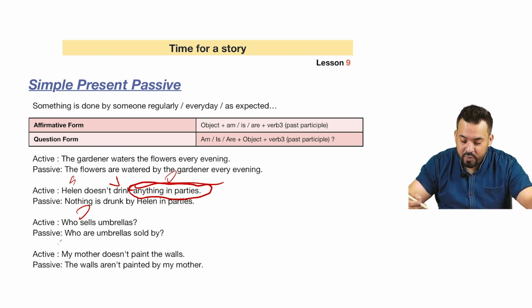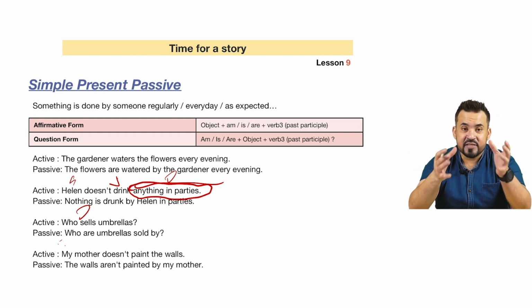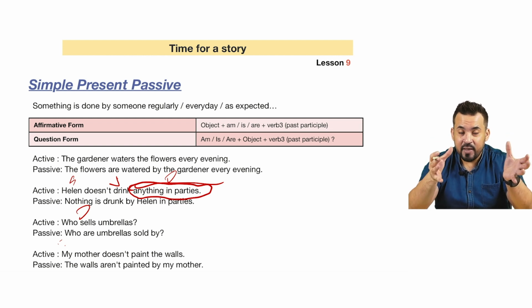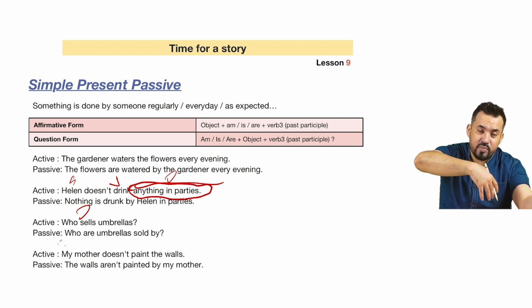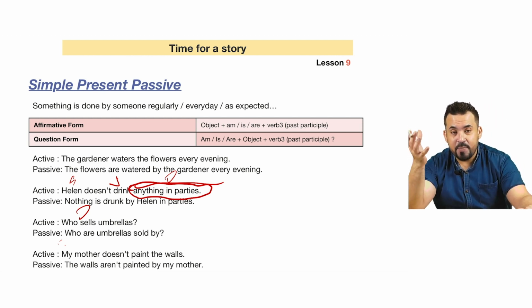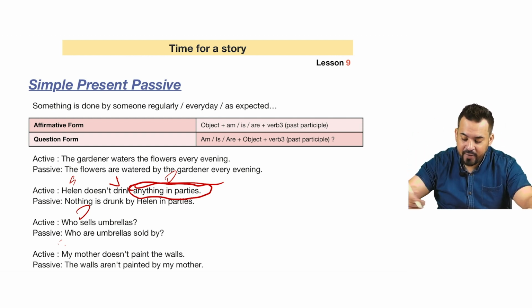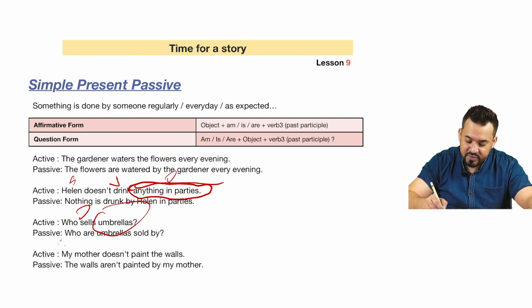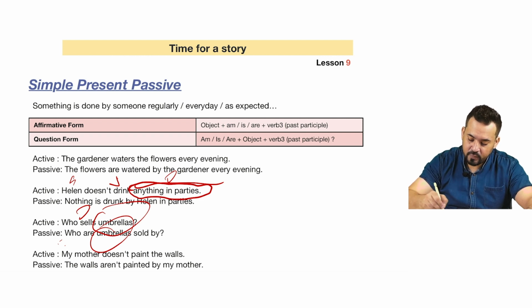Who sells umbrellas? Who are umbrellas sold by? This is in the question format. Who sells umbrellas? This is the right question asking about the subject. The answer to this will be he sells umbrellas or she sells umbrellas. But if we change it to the passive format, it will be who are umbrellas sold by. So umbrellas is the object, will become the subject. Who are umbrellas sold by?